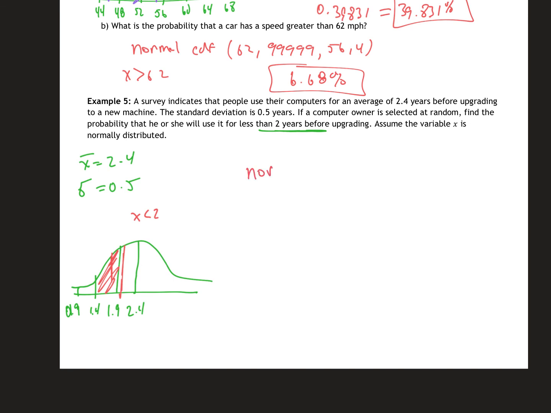So it's not on there, so my normal CDF. My lower bound, it goes on forever, so that's the negative 9s. Upper bound would be 2. Mean is 2.4, standard deviation is 0.5. And I would want to see that to show me that you use the calculator. Once you type it in the calculator, you get 21.186%.